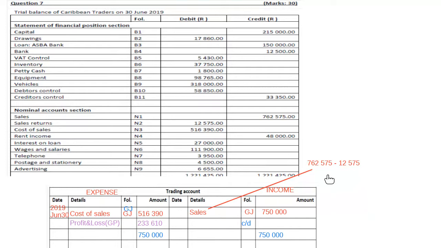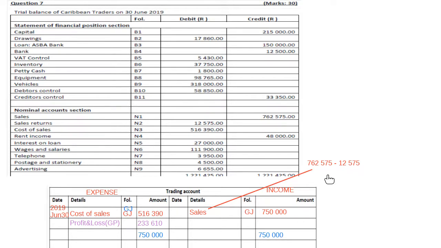Okay, Cherry, remember, we don't do the carried downs and the brought downs under the trading account and the profit and loss account. These accounts are called closing transfers accounts. They are called final accounts. So never ever do the closing carried down and the brought down for the trading account and the profit and loss account. Are we together, Cherry? Don't do that, okay? Only under capital and drawings in this section.